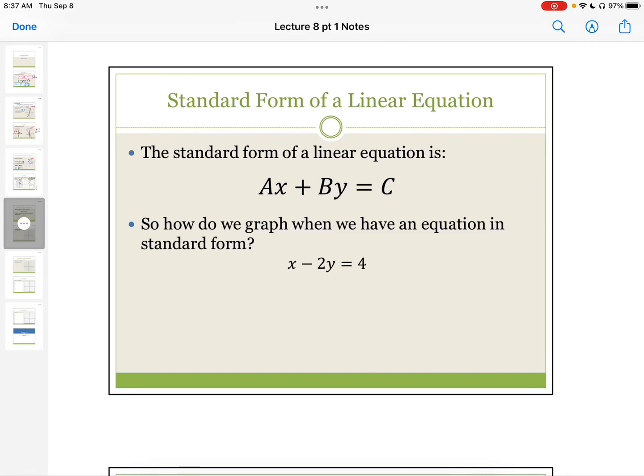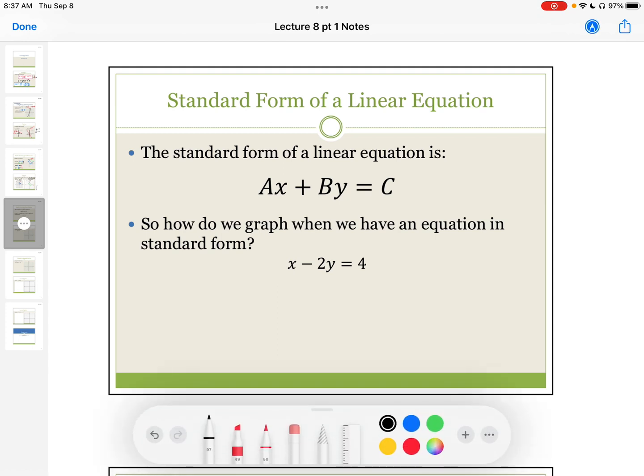Okay, so now we're putting standard form of a linear equation. Well, the standard form of a linear equation is ax plus by equals c. And this is typically how you guys will see these equations written. Okay, so how are you going to graph when you have an equation in your standard form?